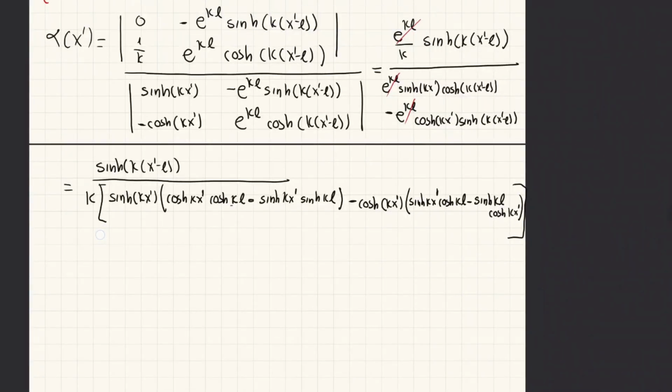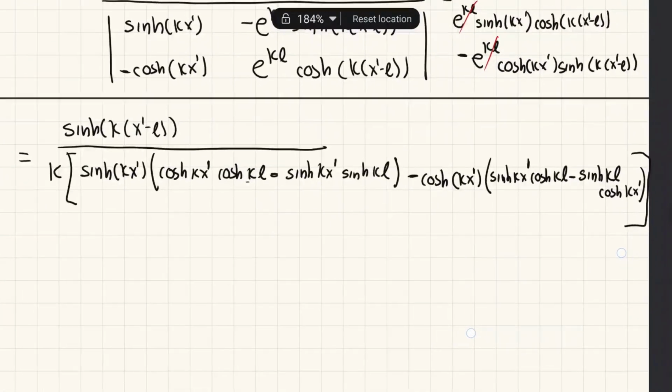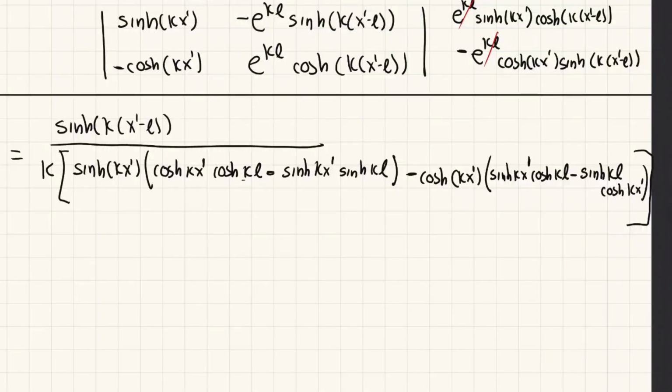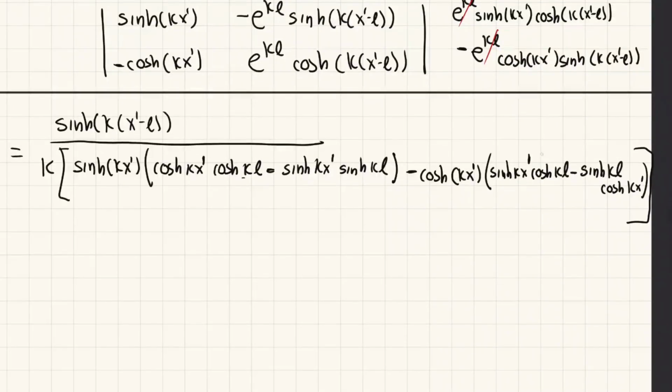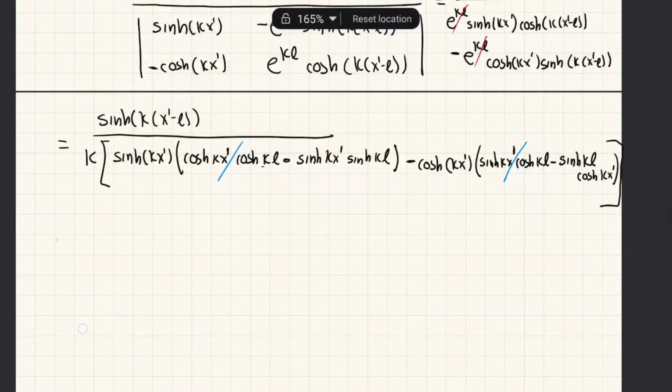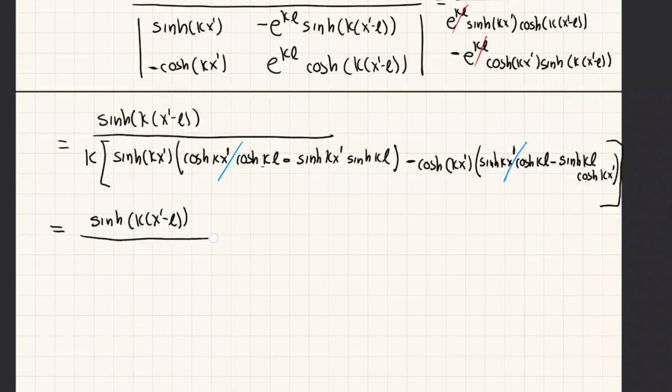Perfect. Okay, so I think that some terms should cancel. So we see that actually this term will cancel with this term, right? Okay, so we are going to get the hyperbolic sine of k times x prime minus l divided by k that multiplies.